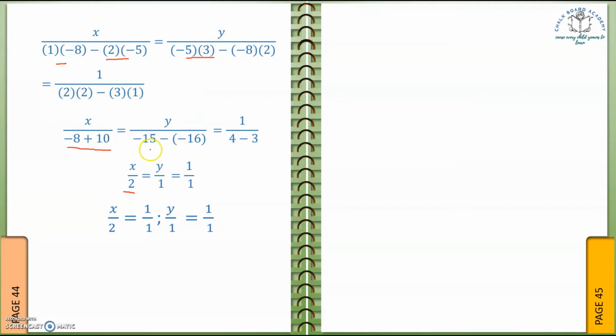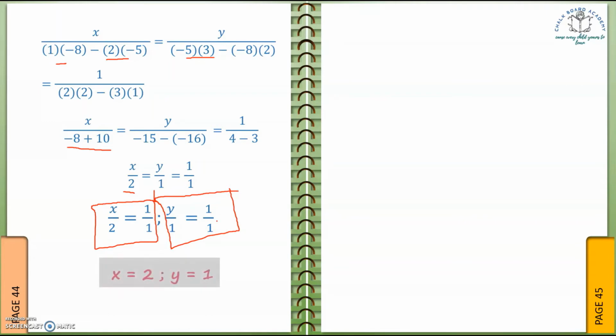Then for y, we got y by -15 plus 16, so y by 1. And for the last one, we got 1 by 4 minus 3, that is 1. So we got x by 2 is equal to 1 by 1 and y by 1 is equal to 1 by 1. So we can say that x is equal to 2 and y is equal to 1. Now we have done these three ways to find out the values.